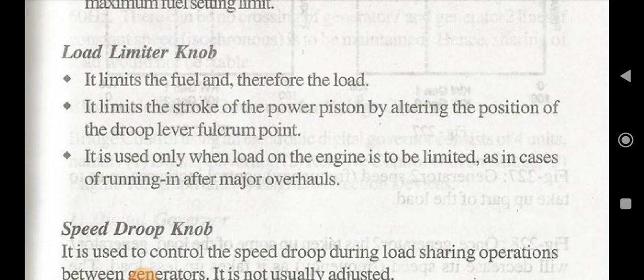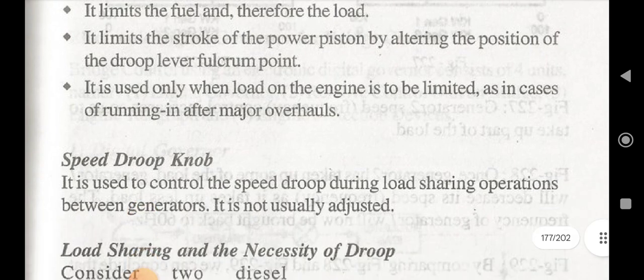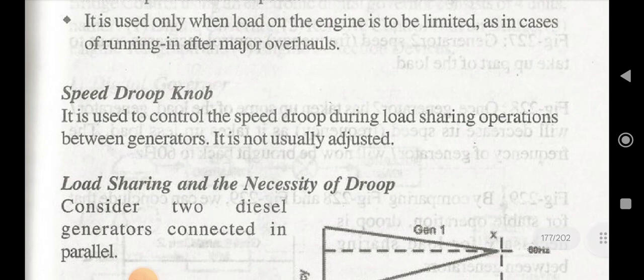Okay, then load limiter knob. This will limit fuel and therefore load. It limits the stroke of the power piston by altering the position of the drop lever fulcrum point. This is used only when load on the engine is to be limited, as in the case of running in after major overhauls. Then speed drop knob is used to control the speed droop during load sharing operation between generators. Usually it is not adjusted.